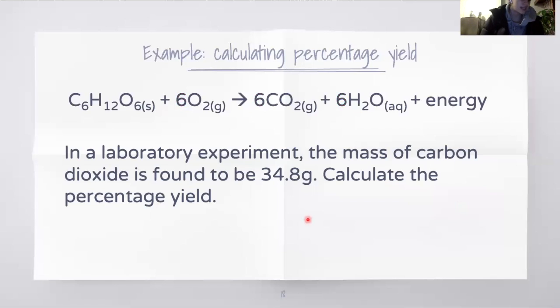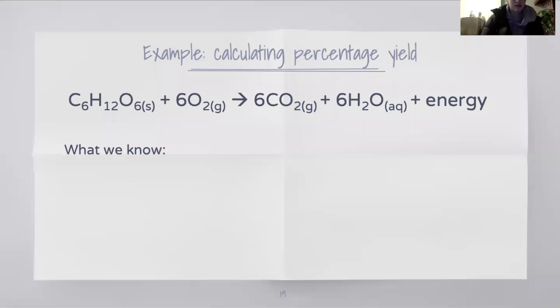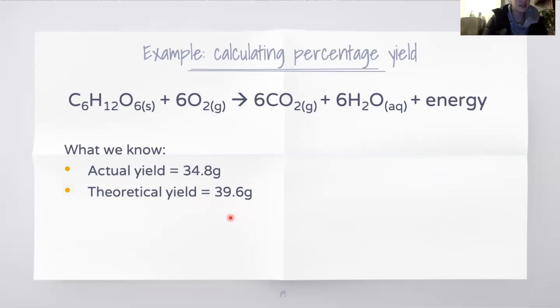The next question is asking us to find the percentage yield when the mass is 34.8 grams, which was found in a laboratory experiment. The mass calculated in the laboratory experiment is the actual yield. And the work that we did before to find the yield of carbon dioxide on paper, when it is assumed the reactants convert flawlessly to products, is the theoretical yield.